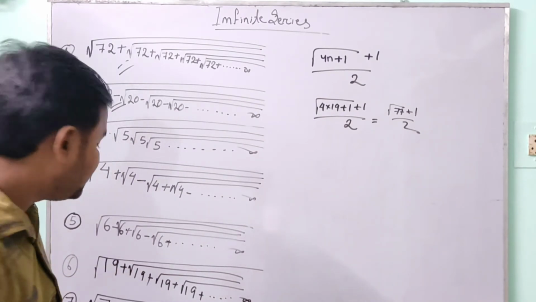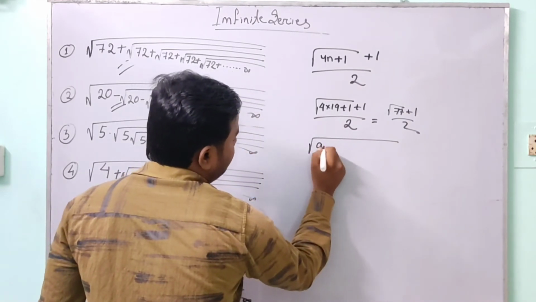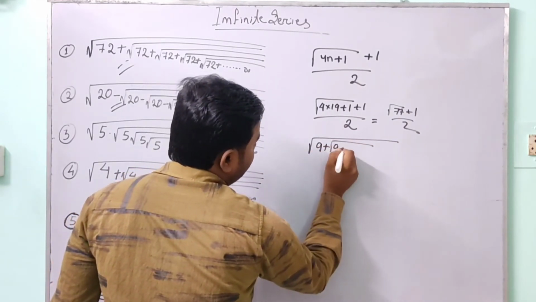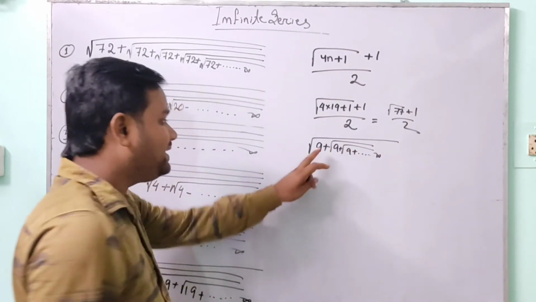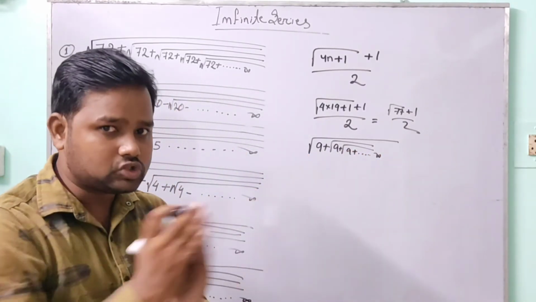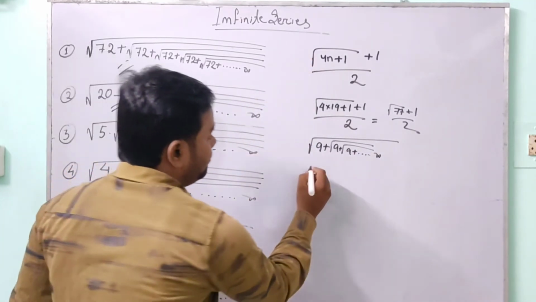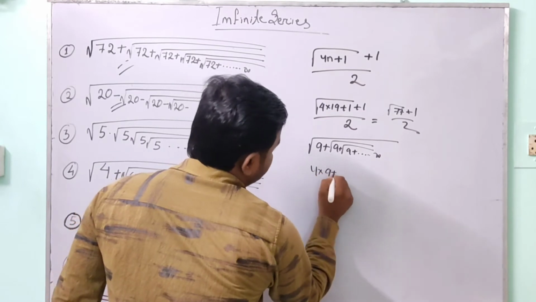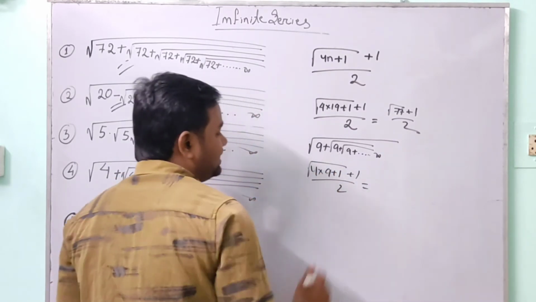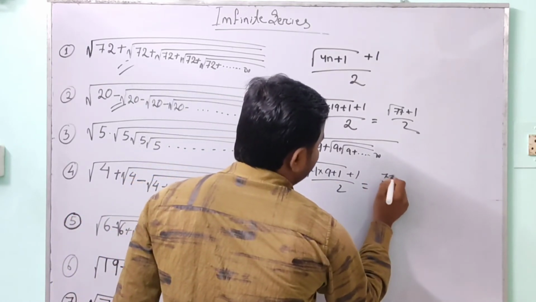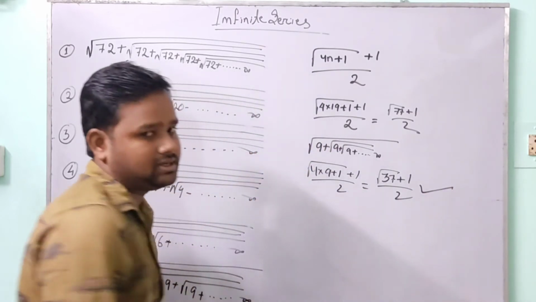If I take another example, root over of 9 plus root over of 9 plus root over of 9 plus, till infinity. Then 9 cannot be formed as the product of two consecutive numbers. So here we have to use this formula. That means root over of 4 into 9 plus 1, plus 1, by 2. That means the answer here is root over of 37 plus 1 by 2. This one is the answer.